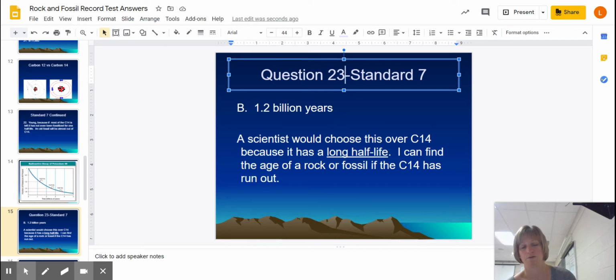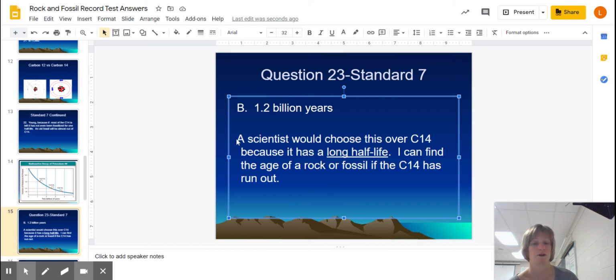And then also this one here is question 24 on your work. So why would a scientist choose potassium 40 over carbon 14? The really key phrase I'm looking for is it has a long half-life. So you can use it to find the age of a rock or fossil if it's run out of carbon 14. So it's not going to run out of potassium 40 because it breaks down so much more slowly.